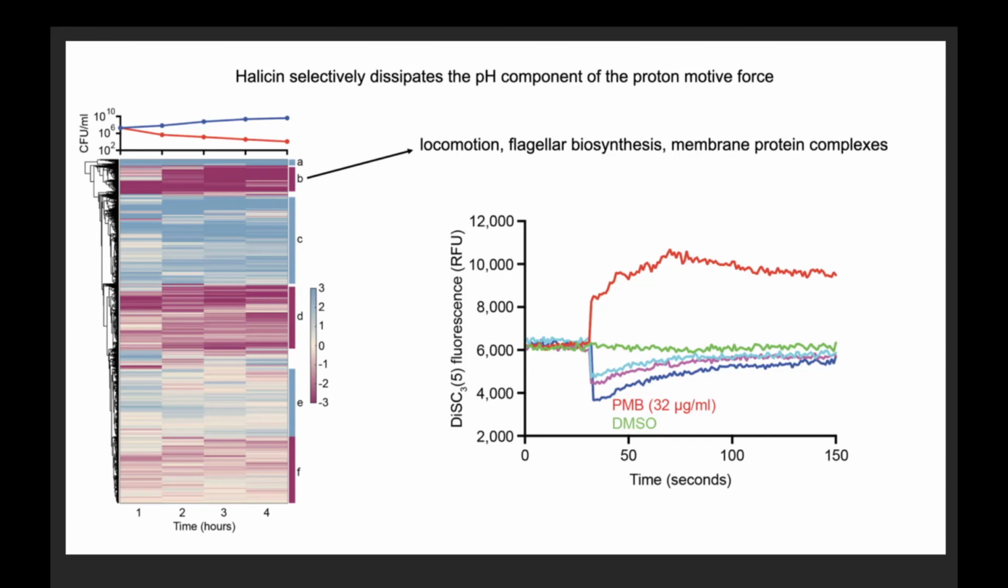And we observed upon treatment with increasing concentrations of Halicin, which are shown here in blue, that Halicin administration to cells immediately caused a decrease in DISC-35 fluorescence, which is indicative of Halicin dissipating specifically the pH component of the proton motive force. So that's the proton gradient across the membrane.